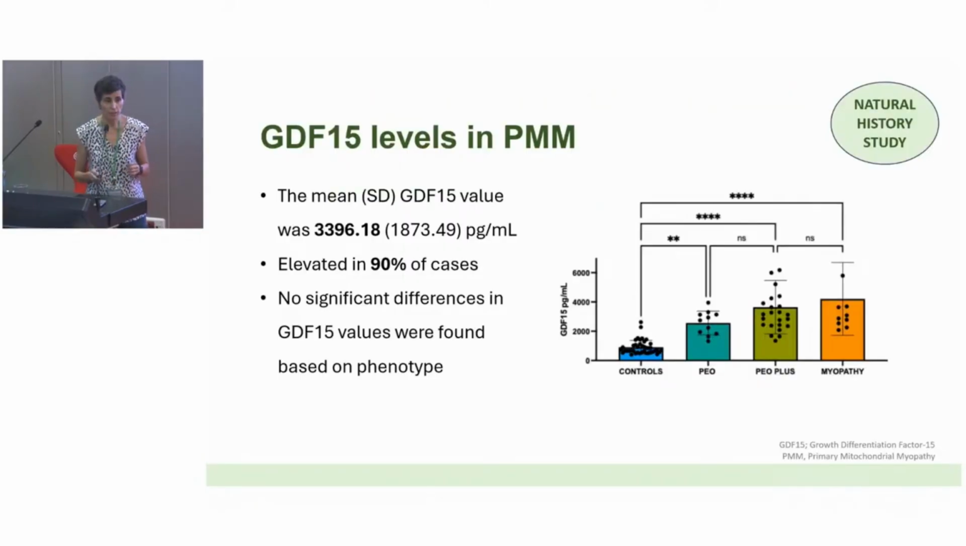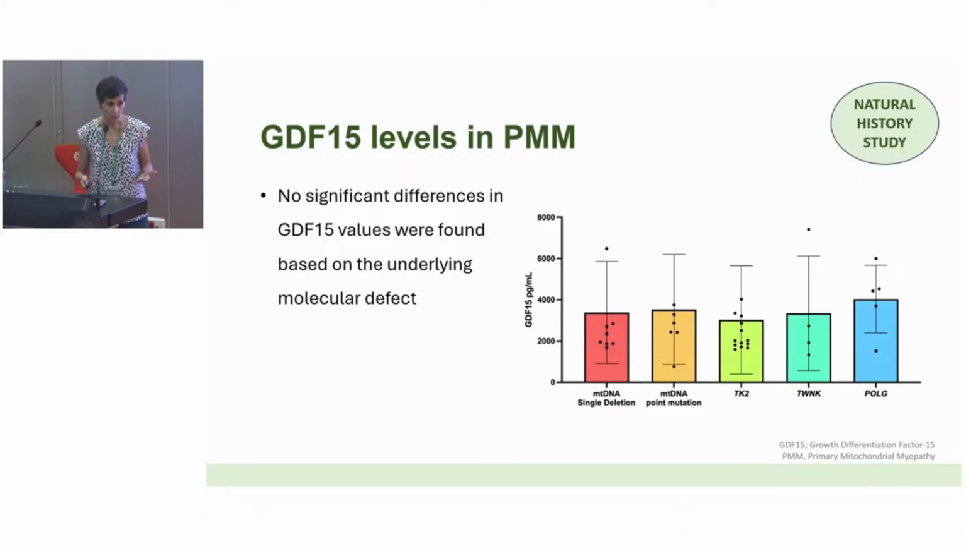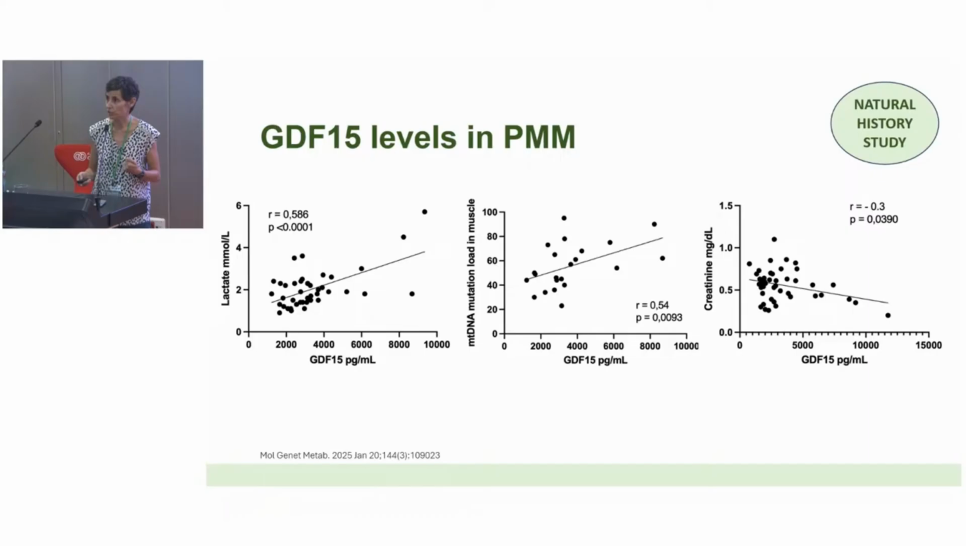In our cohort of patients, GDF15 was increased in 90% of the cases, so the most sensitive biomarker of all of them. And the only cases with normal GDF15 were those with a pure ophthalmoplegia phenotype. The mean increase was almost 3,000, which is threefold the normal value, and we did not find any differences in GDF15 values based on the phenotype or on the genotype. So it was increased significantly in all phenotypes and genotypes. So very sensitive and useful in the differential diagnosis and to diagnose a PMM patient.